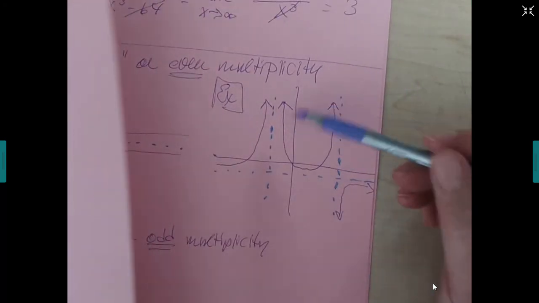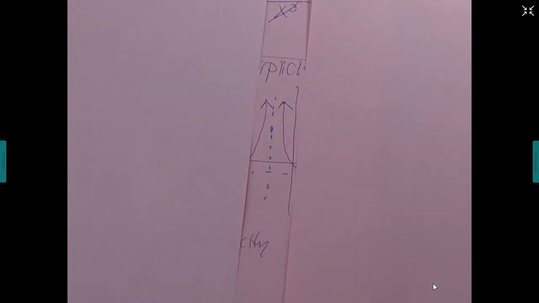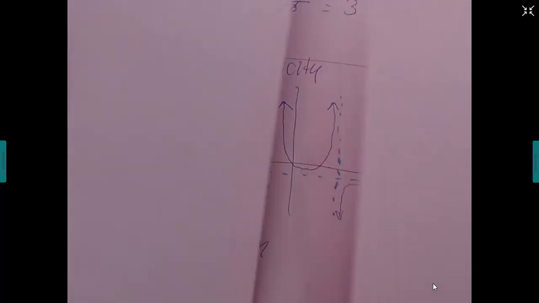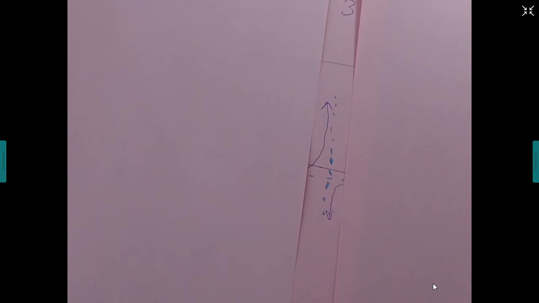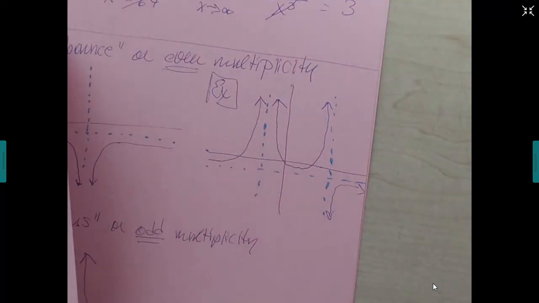I did it on this one. Here, that's even. They're both pointing up. Look at this one. There is odd multiplicity with this one because they're pointing in different directions, your function, around that vertical asymptote right there.